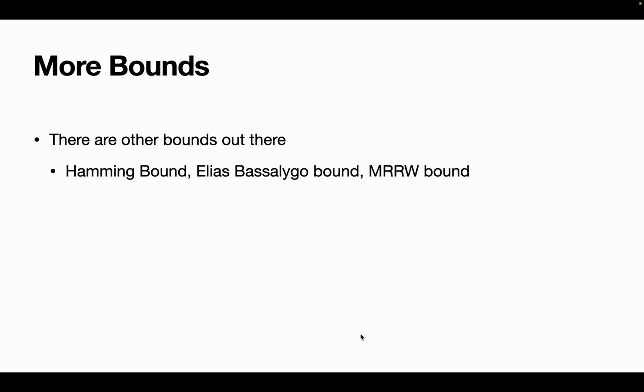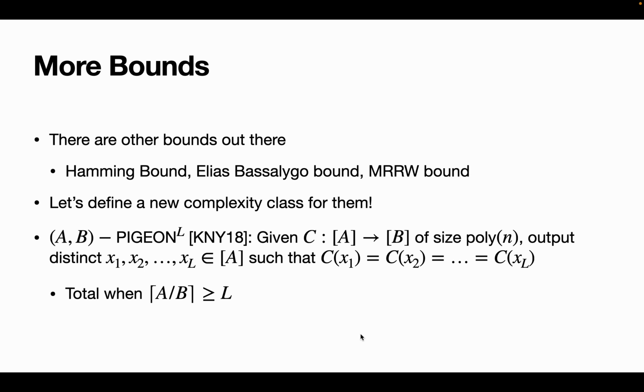But there are other bounds out there. We can expand this theory. For example, there's the Hamming bound, there's the Elias-Bassalygo bound, and the MRRW bound. The Hamming bound we show is in fact in PWPP. It reduces to the weak pigeon problem. But these other bounds, they seem to require a stronger argument. So we're going to define a new complexity class and a new complete problem to capture these bounds.